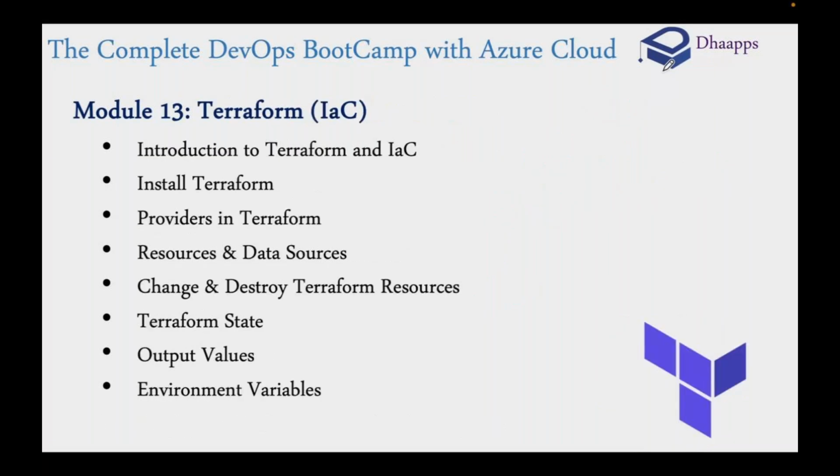Then Terraform. Terraform is an infrastructure as code tool, guys. Till now we have been talking about infrastructure like cloud, Jenkins, Docker, Kubernetes, right? Now how can you automate this provisioning? Using Terraform, which is an infrastructure as code tool, guys.